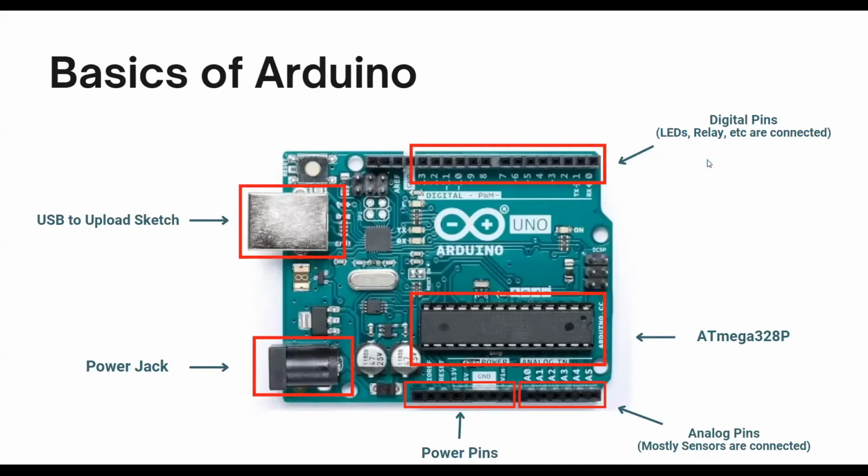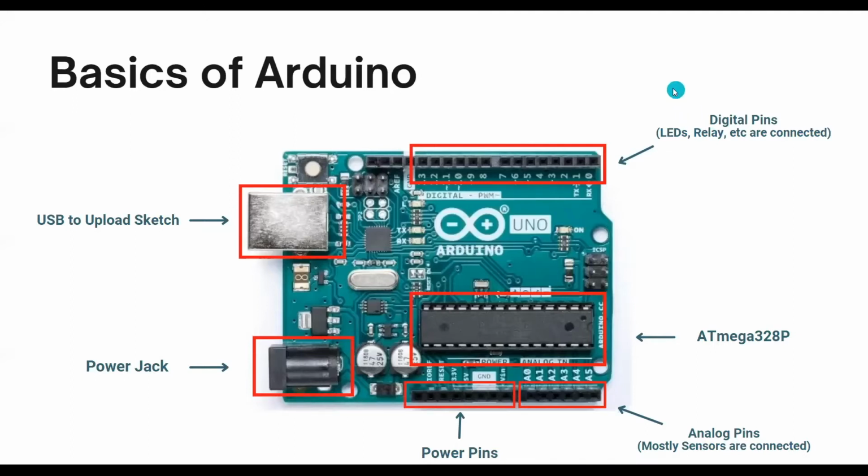Many of you must be aware of digital and analog signals, but if you don't know, let me quickly brief you. There are two types of signals: digital signal and analog signal. Analog signals are continuous signals, and digital signals are discrete signals. A digital signal can only have peak values, either high or low in the case of Arduino. But an analog signal can have any value in the range.